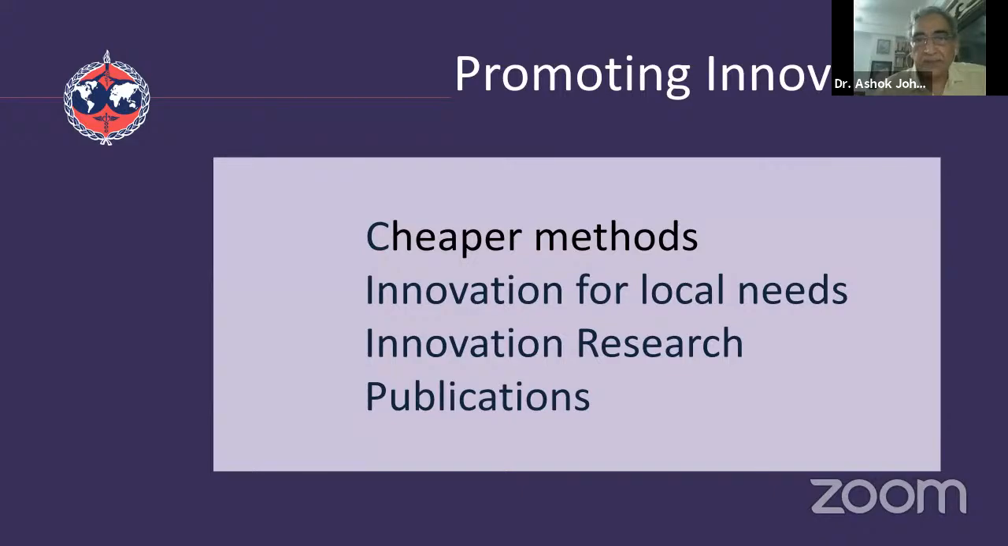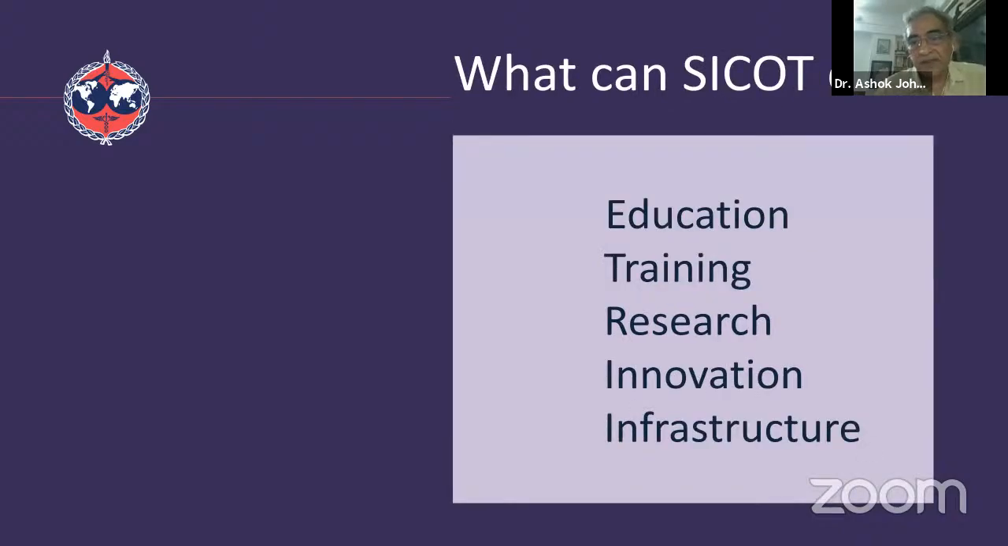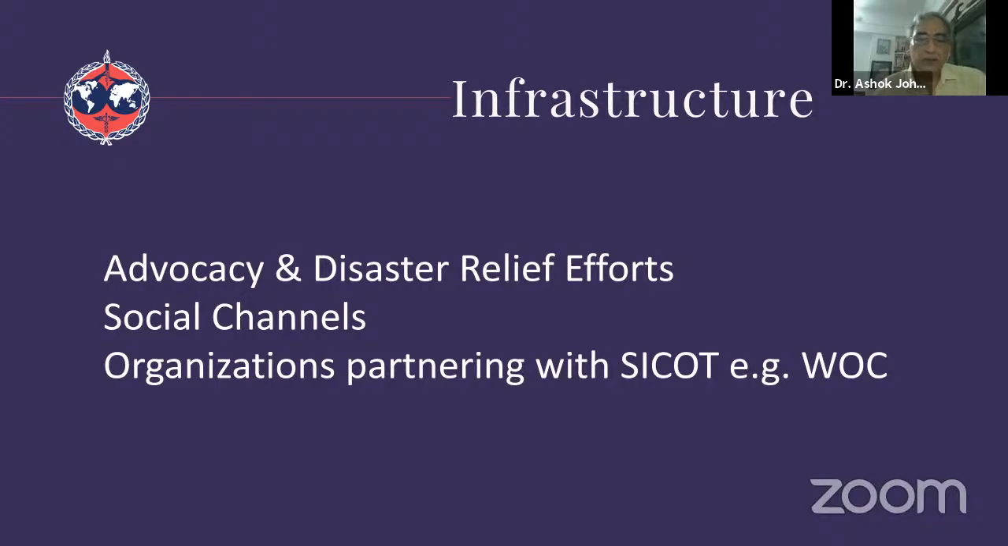Innovation is another area which CCOT can promote: cheaper methods, cheaper technology, innovation for local needs, innovation research, and publications arising out of this innovation research is very, very important to disseminate knowledge. What can CCOT do in terms of infrastructure? Well, CCOT has advocacy and disaster relief committees, and efforts are there for advocacy and disaster relief.